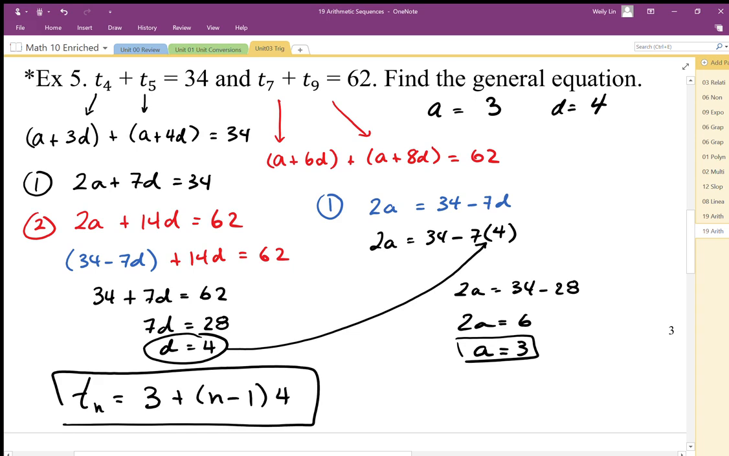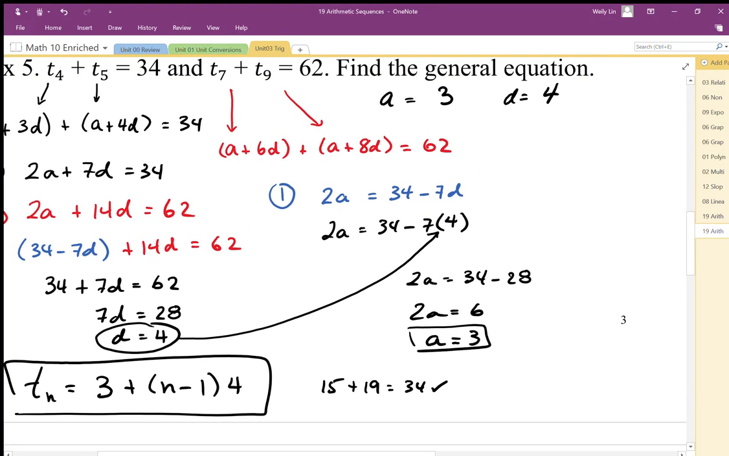Just going to check this. T4 would equal 3 plus 3 times 4, so T4 is 15. T5 would be going up by 4 more, so plus 19, and that's equal to 34. That checks out. T7, if I put it into my equation, is going to be 6 times 4 plus 3, so 27. T9 is going to be 35, and if I add those together, yes, I get 62. That seems to work. So I've managed to figure out my correct a and d values, which then gives me my correct equation.